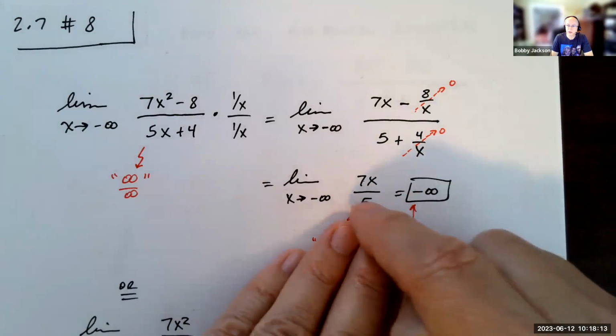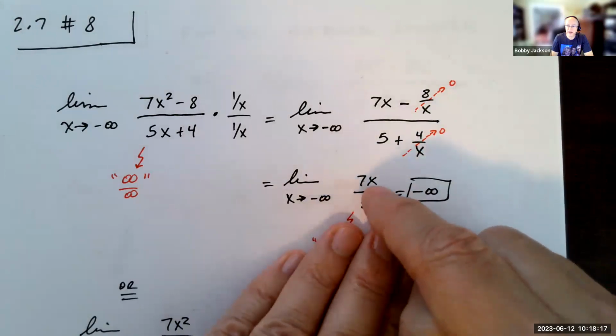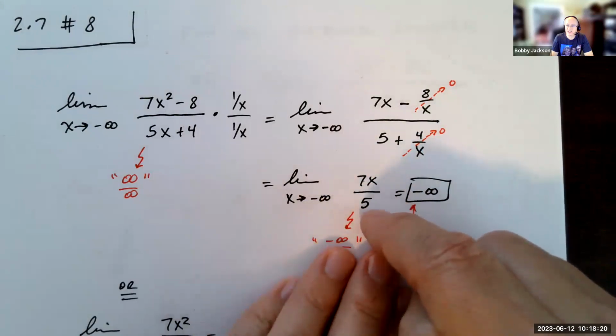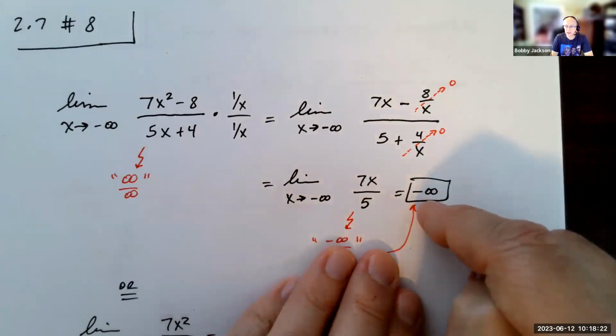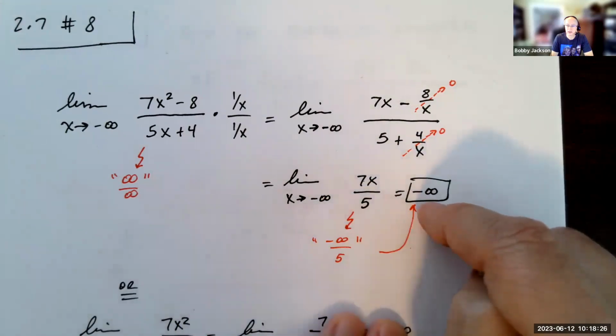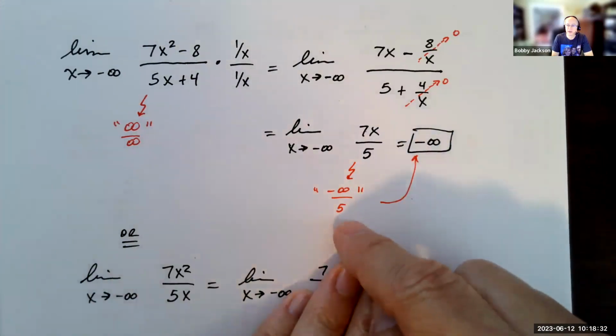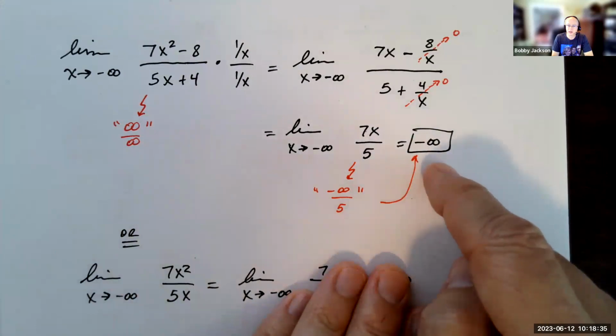What's happening? Well, if x is going to negative infinity, 7x over 5, or 7/5 x, is also going to minus infinity. So it's real important. It's not going to positive infinity, right? It's going to minus infinity. So basically the form is negative infinity over 5, which is not indeterminate like that. This is determinate. This is going to negative infinity.